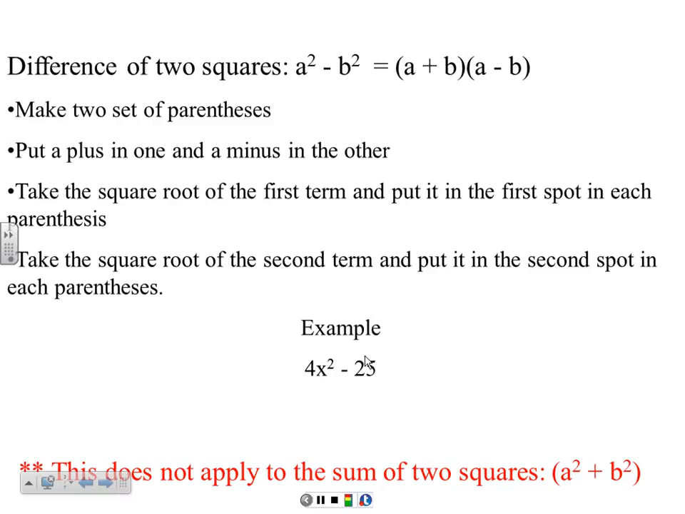Alright, so to factor this, since I know that I have the difference of two squares, what I'm going to do is open up 2 sets of parentheses. And I'm going to put a plus in one and a minus in the other, and again, it does not matter which is which. And then I'm going to take the square root of the first term. So the square root of 4x squared is going to be 2x, and you're going to put it in the first places of each binomial. And then you're going to take the square root of 25, and that's going to be 5, and you're going to put those in the second spots.